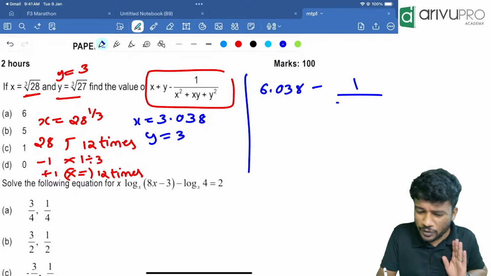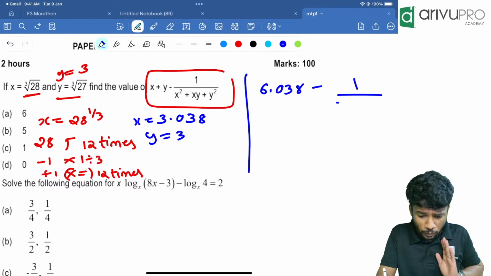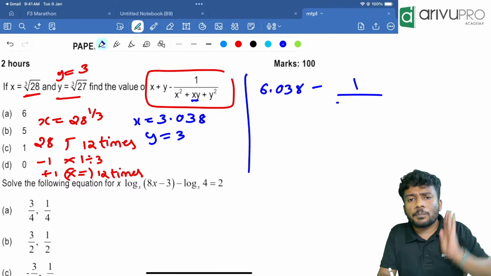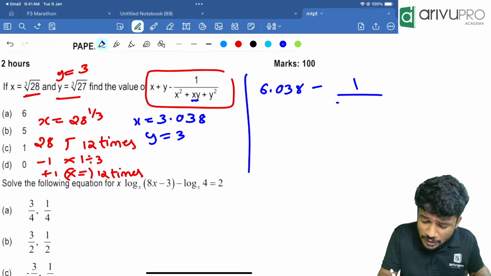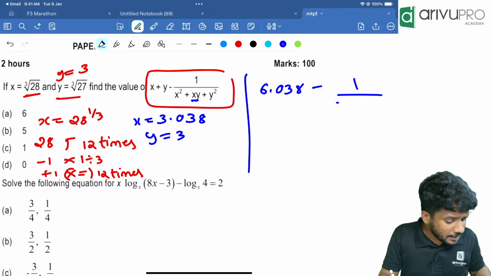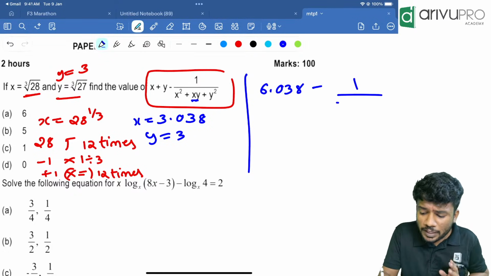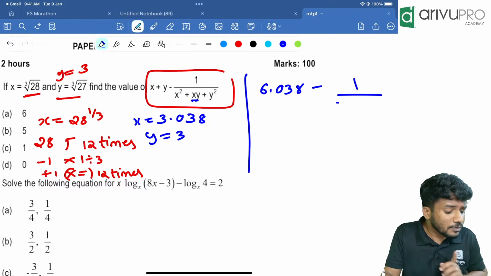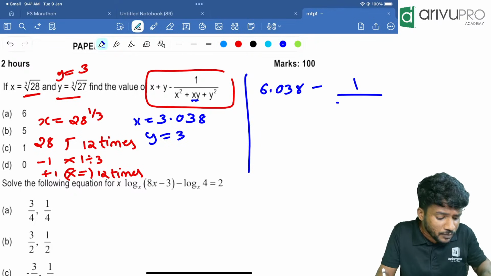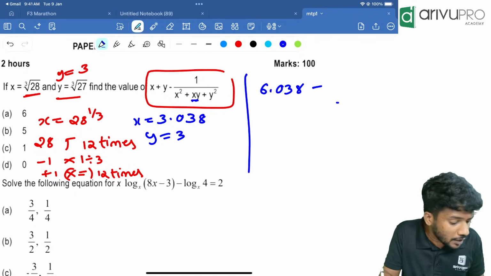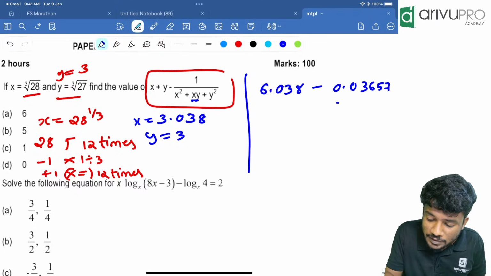You got some value on your calculator. M plus you clicked also. Then x into y. That is 3.038 into 3. Again click M plus. Okay. Then last one is y square, 3 square. That means 9. That means 3 into equal to, M plus. Then click MRC. You are getting some value around 27.34 something. Now you click divide equal to. You are getting it as 0.03657 something.